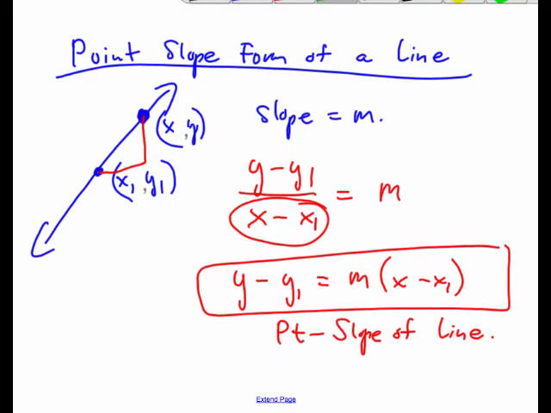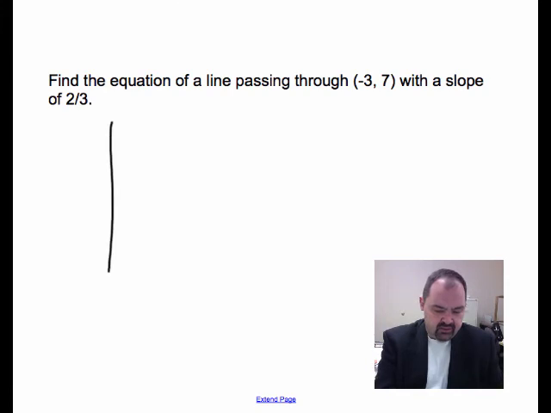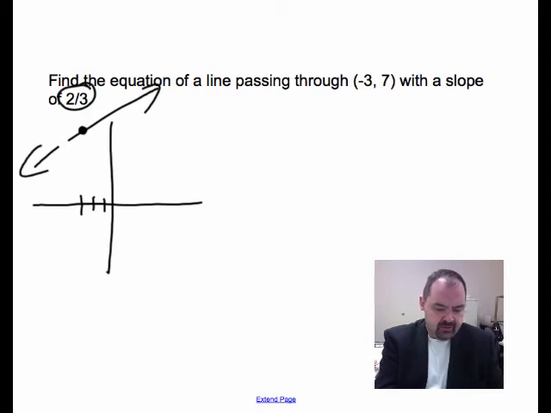For example, let's suppose we had a line passing through negative 3, 7 with a slope of 2/3. Alright, now I could sketch this out, and why don't I just go ahead and do that? Negative 3, 7, somewhere here. I got a slope of 2/3, which means we rise 2 and we run 3, so the line looks something like that. Here's my point, negative 3, 7, and x comma y is any point anywhere on the line.